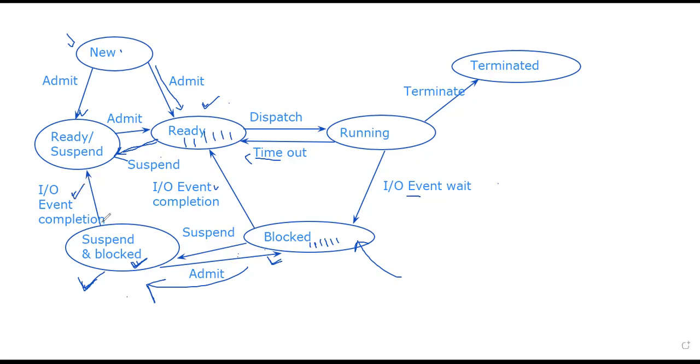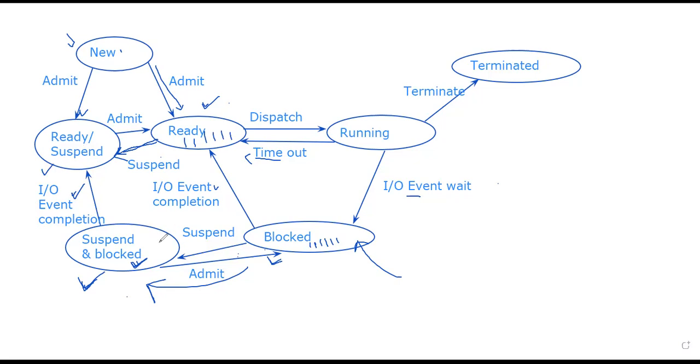Now you should not think that it will move from the suspend and block to the block state. Why? The processes which are waiting for IO events will be waiting in the block state. But if a process has met the IO event, then it can't move to the block state; it must move to the ready suspend. So this ready suspend is also in the secondary storage.